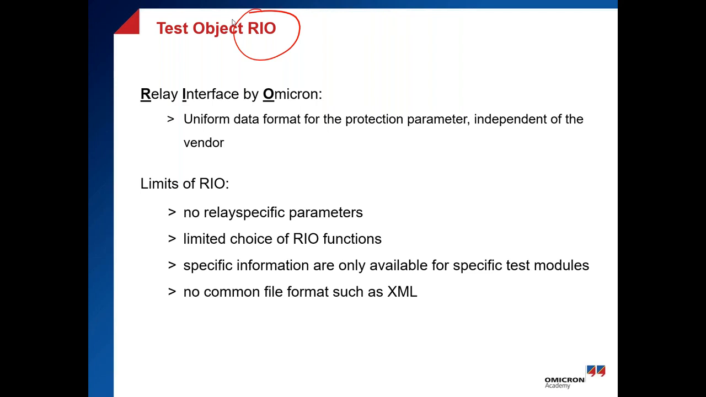So what are the limitations of the relay interface from Omicron as an initial step? Not all relays can export specific settings. For example, if we are talking about distance protection, if you have zone 1, zone 2 and zone 3, some relays were exporting the earth factor compensation, or the zero sequence compensation, or the ground impedance compensation, any name of it. It was exporting only for zone 1, but not for the rest of the zones.